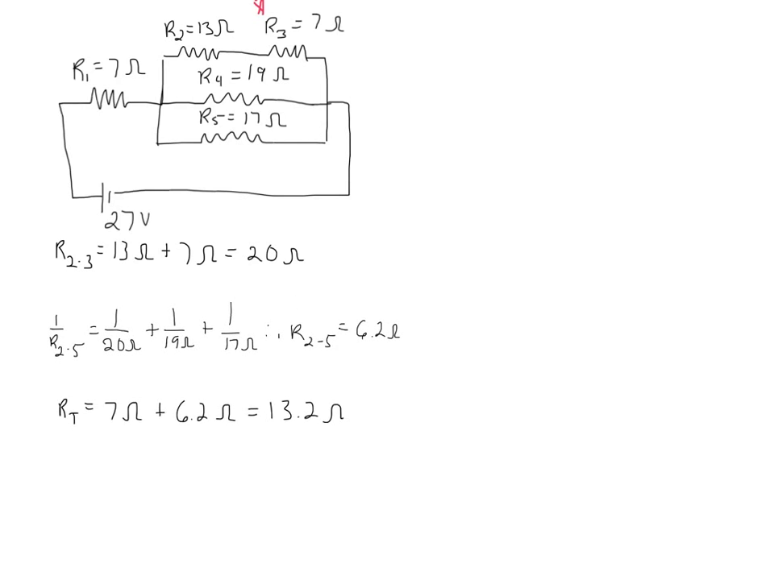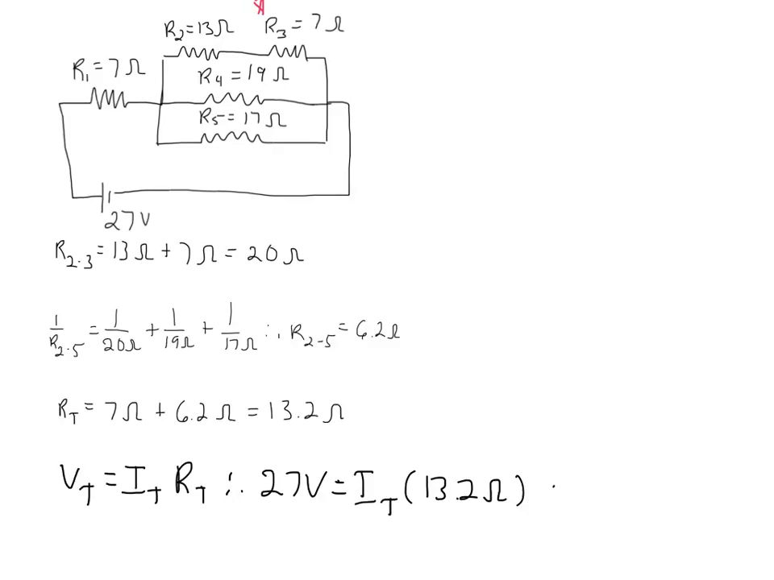Let me spread these out a little bit. Now we're going to do the same process we did before. We're going to use V equals IR with the total resistance and the total voltage to find the total current in the circuit. So VT equals IT times RT, and we get 27 volts equals IT times 13.2 ohms. And IT is equal to 2.05 amps.